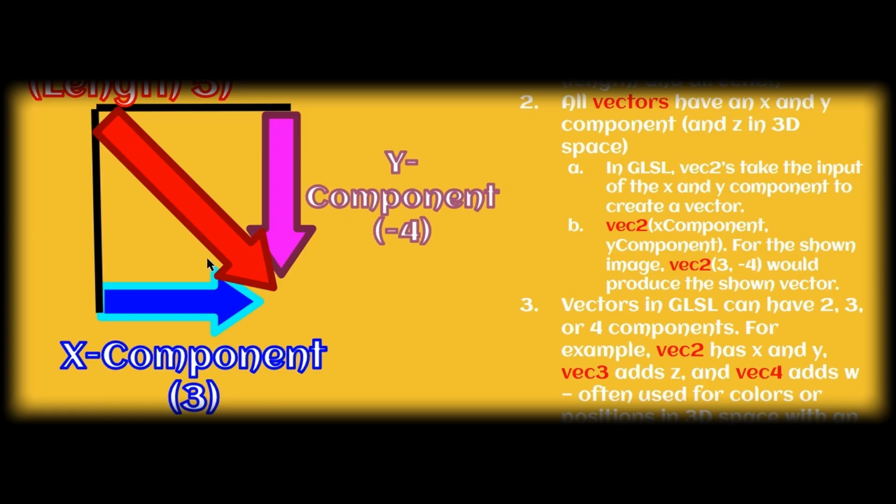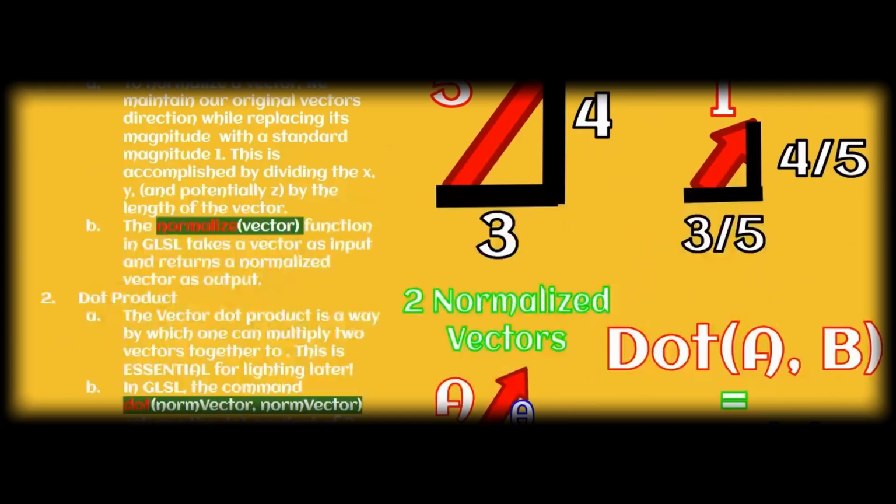Vectors in GLSL can have 2, 3, or even 4 components. For example, vec2 has x and y, a vec3 adds a z component, and a vec4 adds a w, often used for colors or positions in a 3D space with an additional parameter, such as time. So there are some crucial functions to be aware of, but also in GLSL in general.